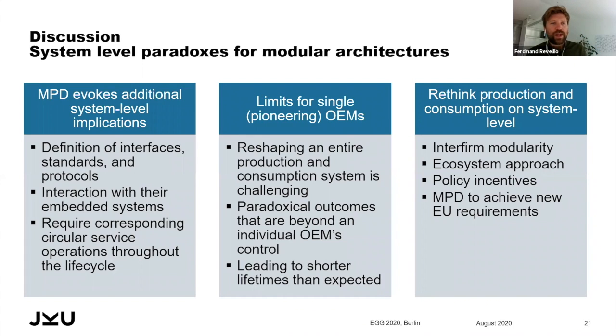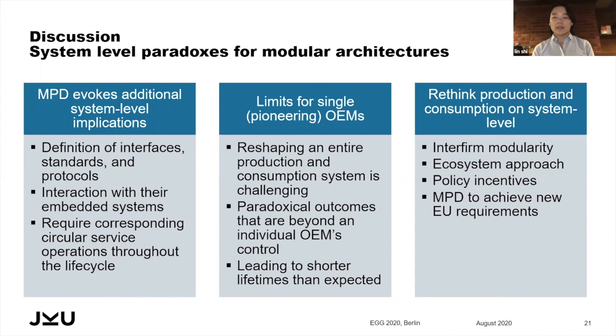On a system level, these paradoxes that we explained emerge, and really there are three elements we want to discuss also with you. The first one is that modular product design evokes additional system level implications. So we have to define interfaces, we have to define standards and protocols, and really these modular products interact more with their system. For example, they interact with the user and also the OEM because they require corresponding circular services like repair to be environmentally efficient. So these additional system level implications are also a point we want to discuss with you.